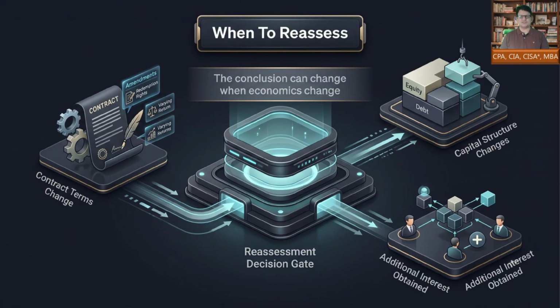Reassessment is needed when something changes the economics of the instrument or the investor's influence relationship. For example, contract terms may be amended, redemption rights may be added, return structures may change, the investee's capital structure may be recapitalized, or the investor may acquire an additional interest. These events can change subordination, risk and reward exposure, or transfer of value analysis. So, the original conclusion should not be treated like a museum artifact. If the facts change, the accounting team needs to revisit the analysis.